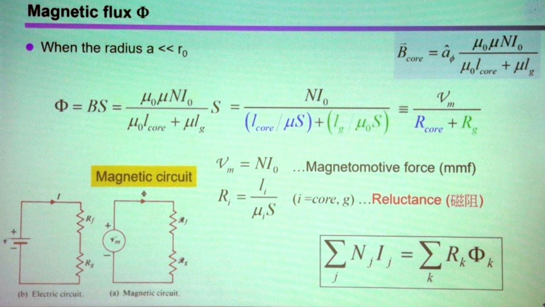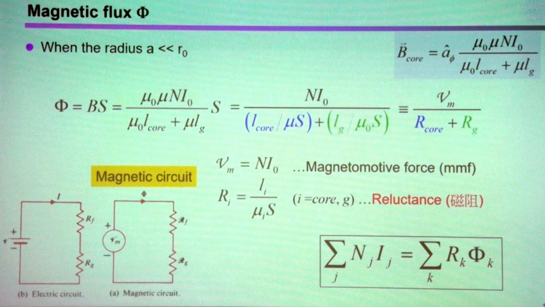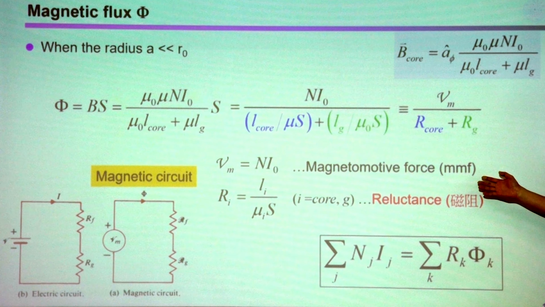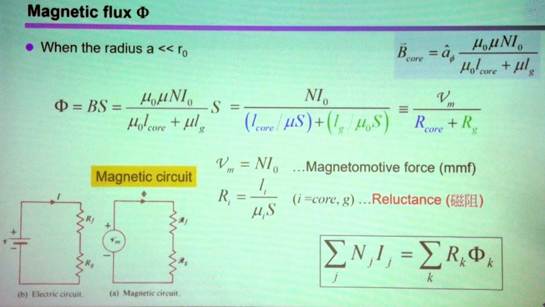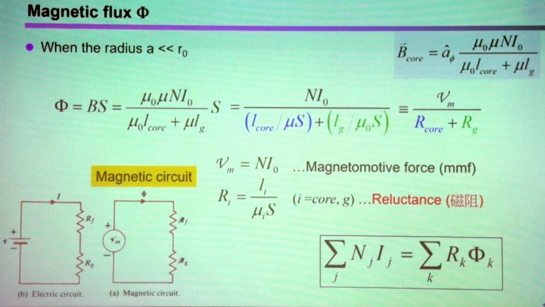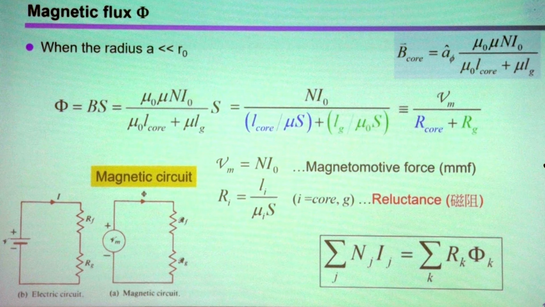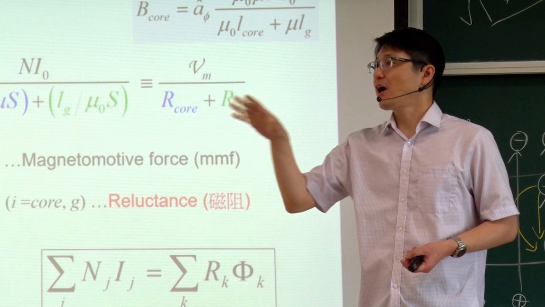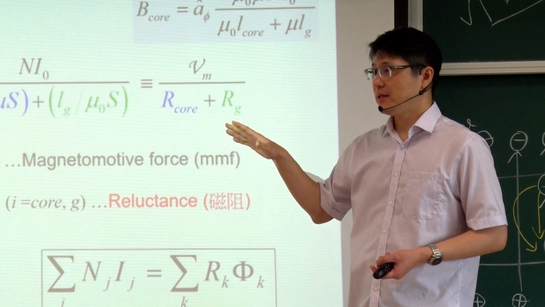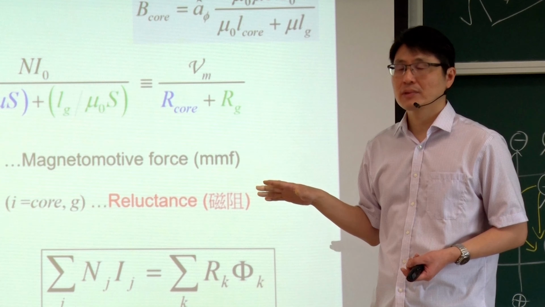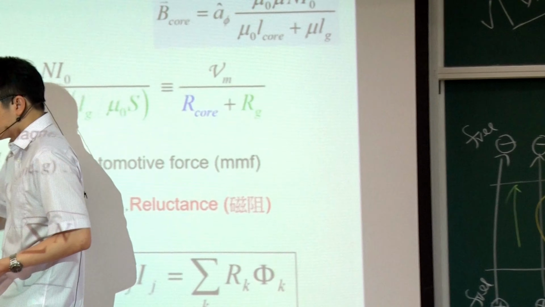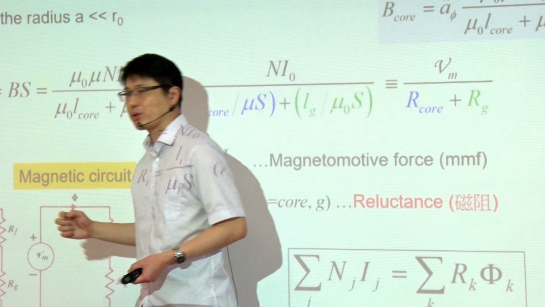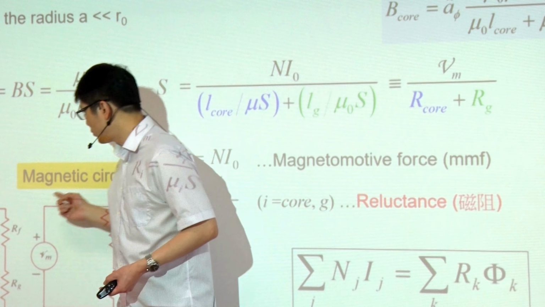So today, I actually covered a lot of concepts. This might be brand new to you, but starting from now, you should realize whatever we have in the world of electrics, we can find a counterpart in magnetism. In terms of circuitry, in terms of resistance, we have reluctance. In terms of voltage source, we have current source. In terms of current, we have flux.